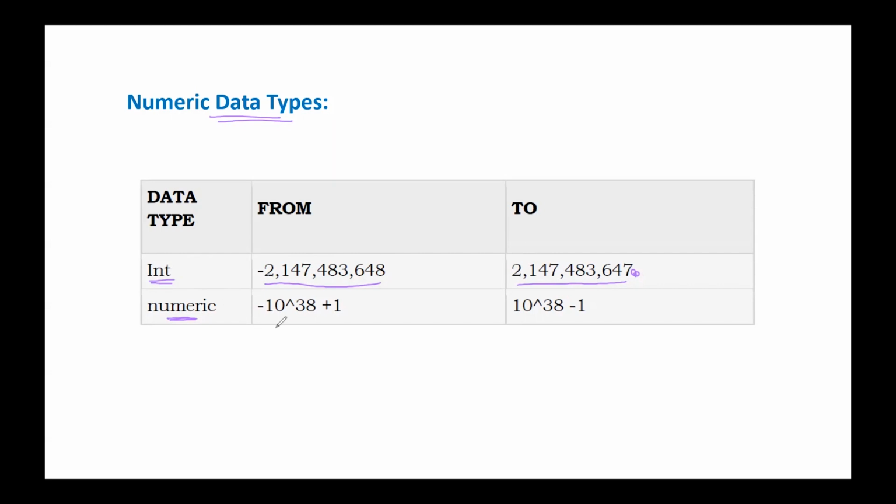If we are talking about numeric, we can go from minus 10 to the power 38 plus 1 to positive 10 to the power 38 minus 1. Up till this is the range of the numeric. When I talk about numeric data, it contains both positive and negative numbers. So if your database contains such kind of numbers, then you can use these data types. So this is your numeric data type.